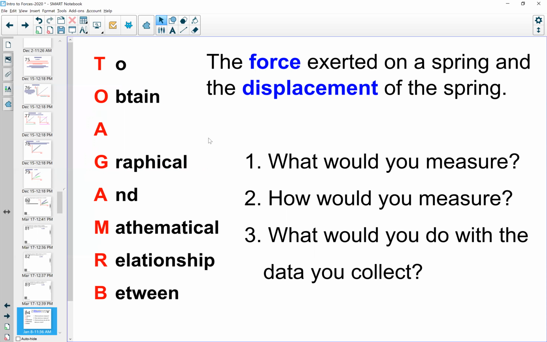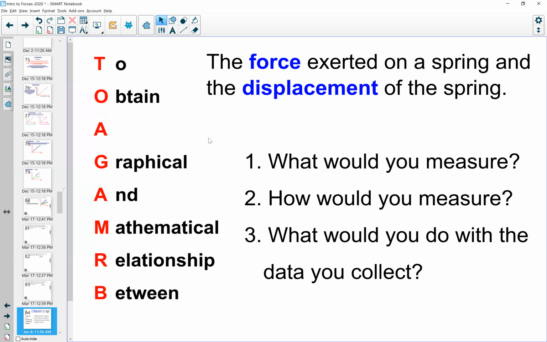If we were doing a full lab report, this would basically be your purpose statement. TOAGAMRB, the force exerted on a spring and the displacement of the spring. That would be your purpose statement. In your groups, I want you to think about, well, what procedure could we do? You may not know everything that's in a physics lab. So just think about the things you know and how could you do it? There's a lot of ways you could do it.